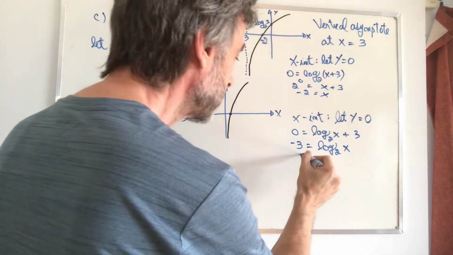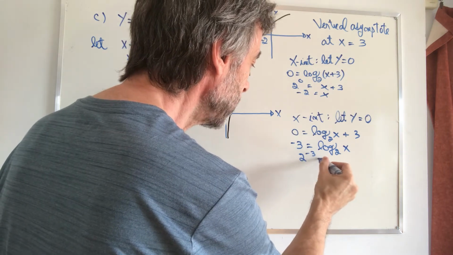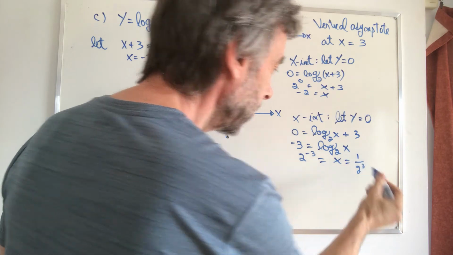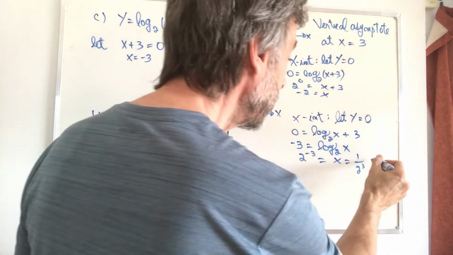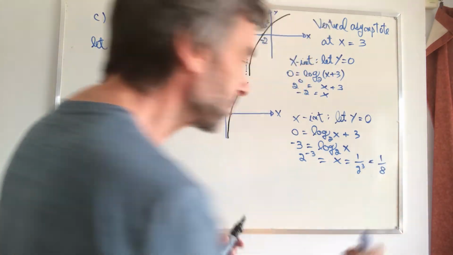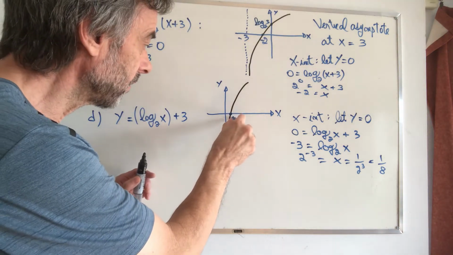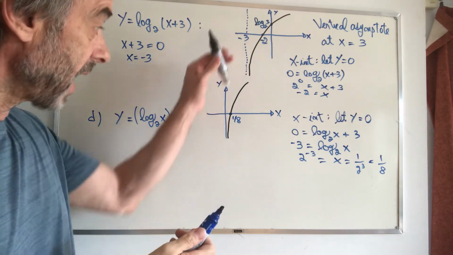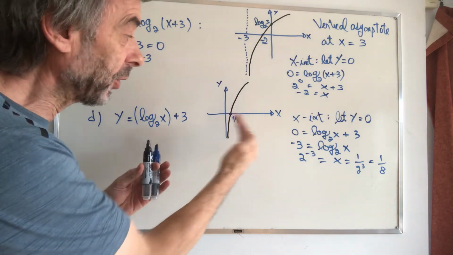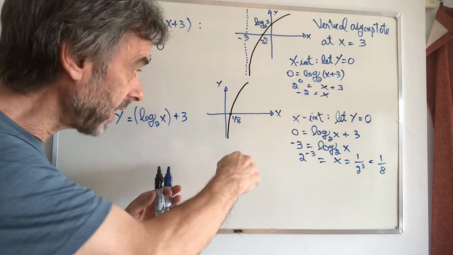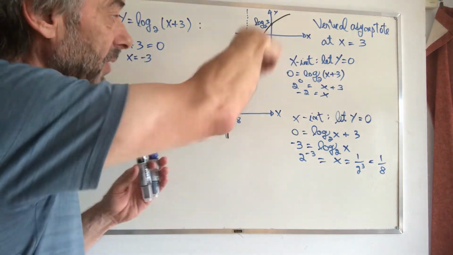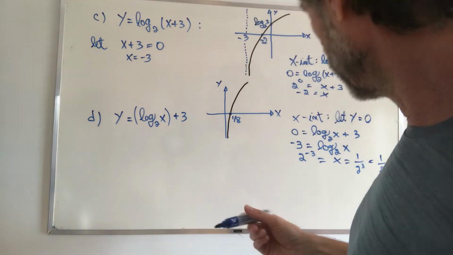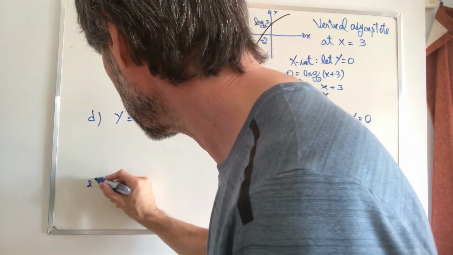Change this to an exponential. 2 to the minus 3 equals x, and 2 to the minus 3 is 1 over 2 to the 3, which is 1/8. So as you can see, the x-intercept now is way closer to the asymptote. The asymptote remains the same, but the curve got shifted closer to the asymptote and brings up its curve much faster vertically.